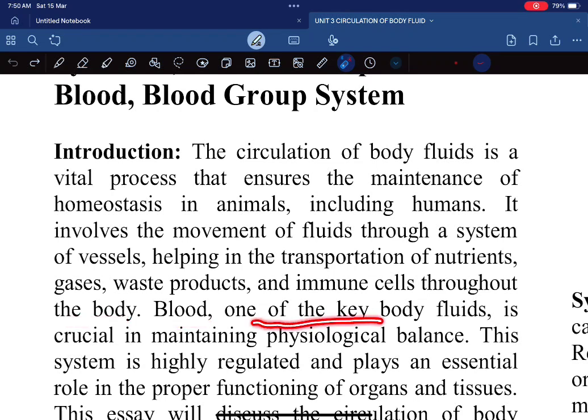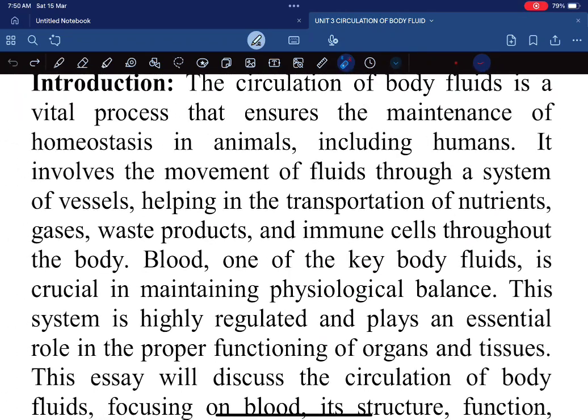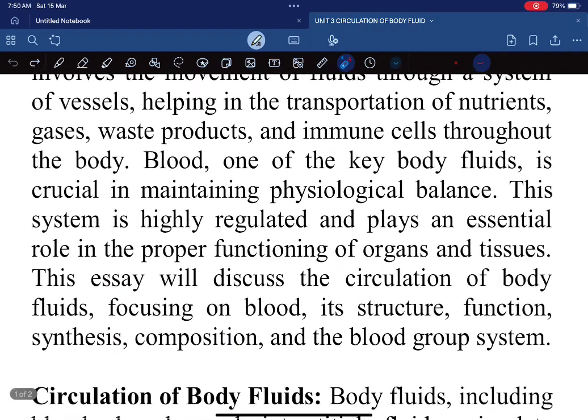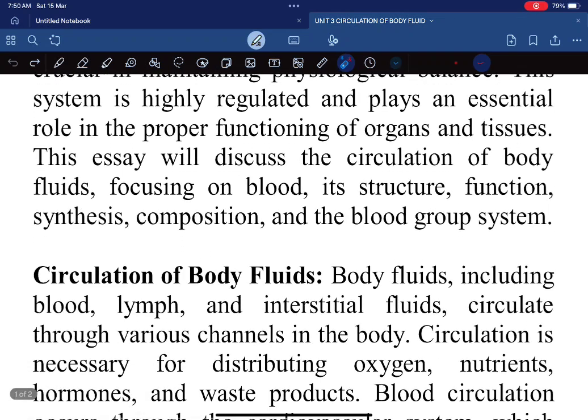Blood, one of the key body fluids, is crucial in maintaining physiological balance. This system is highly regulated and plays an essential role in the proper functioning of organs and tissue. This essay will discuss the circulation of body fluids, focusing on blood and its structure, function, synthesis, composition, and the blood group system.